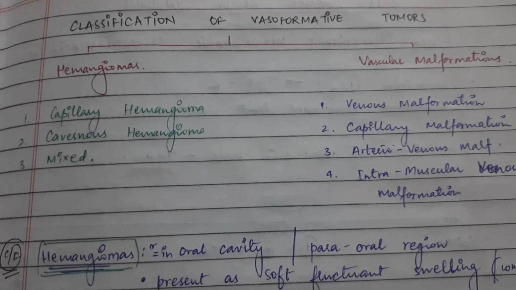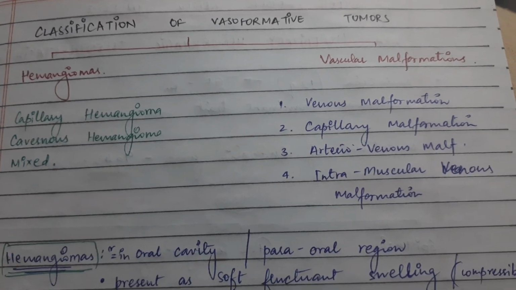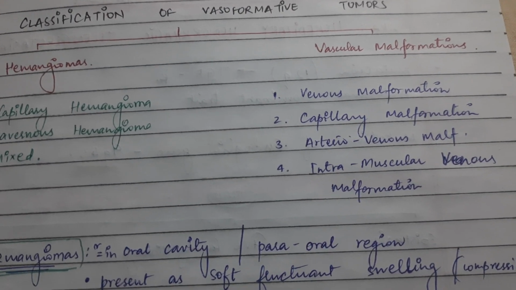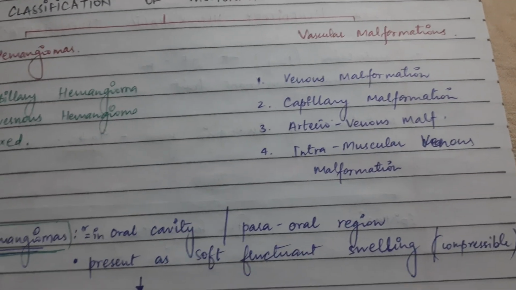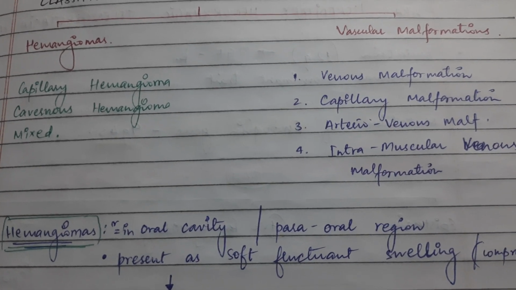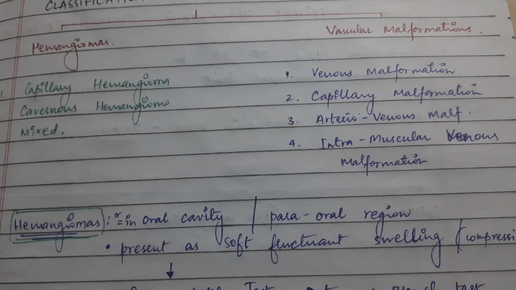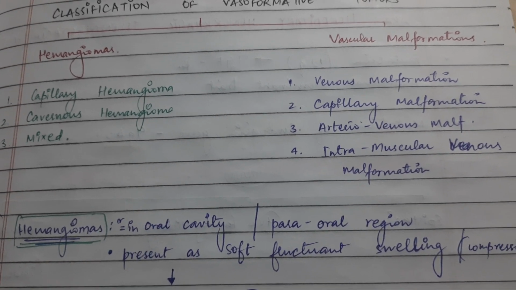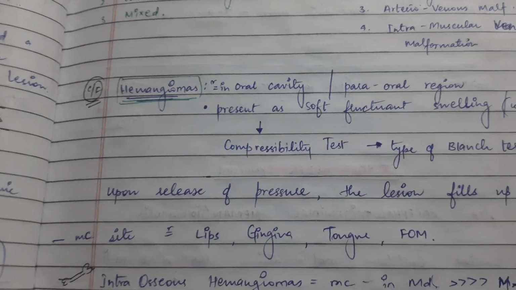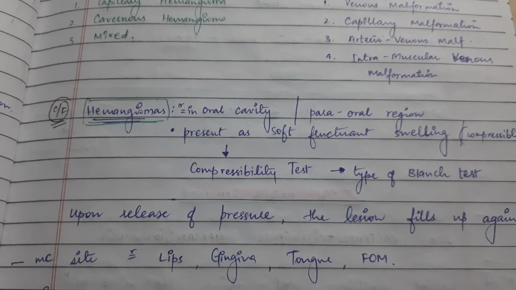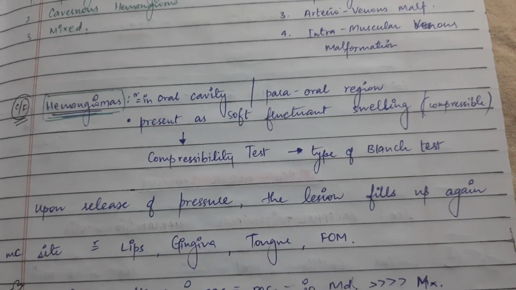Hemangiomas are of three types: capillary hemangioma, cavernous hemangioma, and mixed hemangioma. And vascular malformations are of four types: venous malformation, capillary, arteriovenous malformation, and intramuscular malformations. We have seen in the previous video that hemangiomas are not present at birth and appear after 1 month of birth, and vascular malformations are usually present at birth. Then clinical features: hemangiomas seen in oral cavity, paraoral lesion, present as soft fluctuant swelling, compressible.